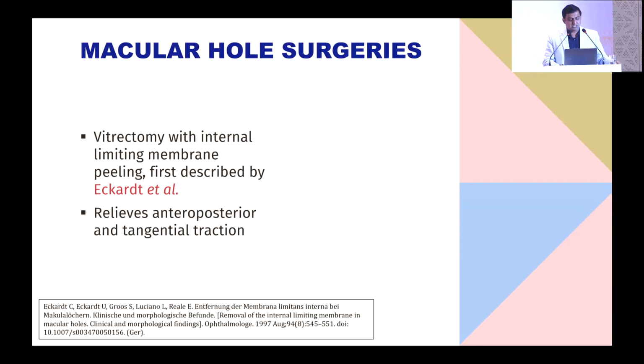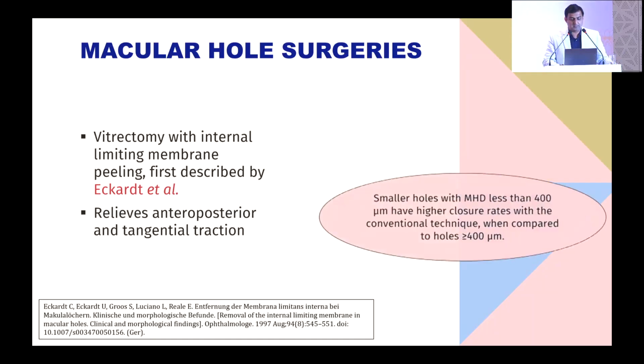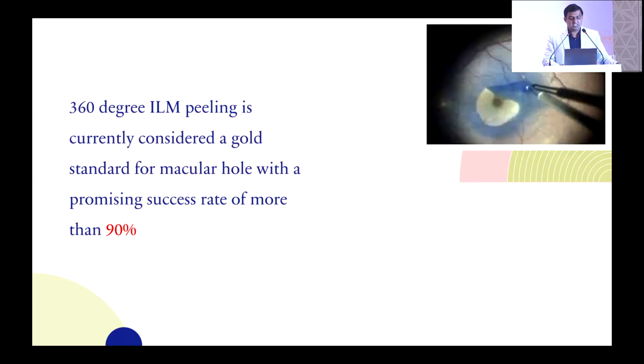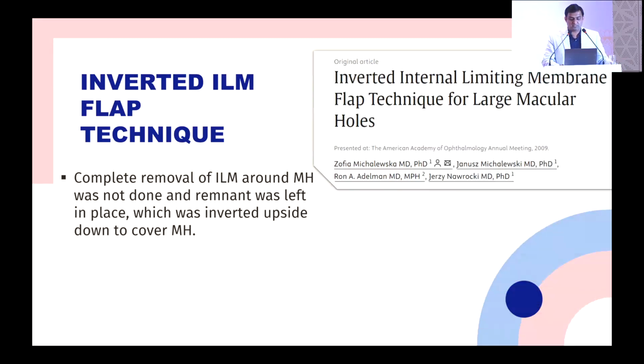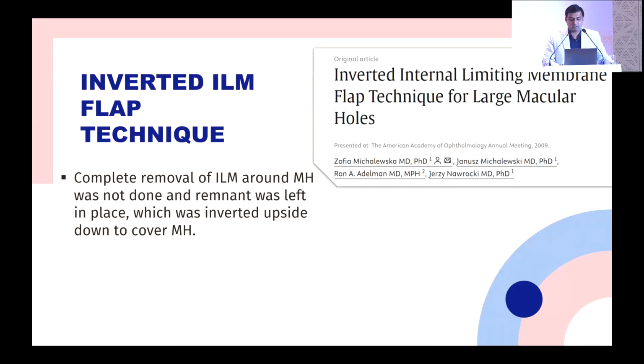And this relieves the anterior, posterior, and tangential traction, that is, complete ILM peeling. So 360 ILM peeling is still considered the gold standard. However, with large macular holes, which are more than 400, or extra large macular holes, which some authors have described as more than 800 or 1000, complete removal of ILM around the macular hole was not done, and the remnant was left in place. This was first described by Zofia, a daughter of Jerzy Nawrocki.